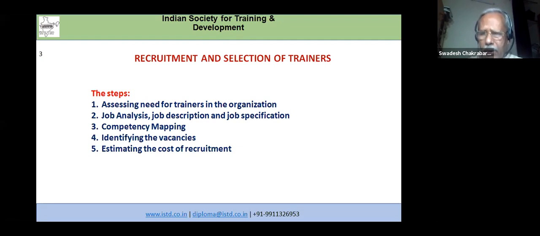That's a recruitment process. And the next process is when people are interested to join the organization, being attracted towards the organization, how to select out of those people who are applying for joining the organization. That's the selection process. And that selection process is an elaborate process. This entire process has certain steps. The steps which are involved in this are, number one, assessing the need for trainers in the organization.